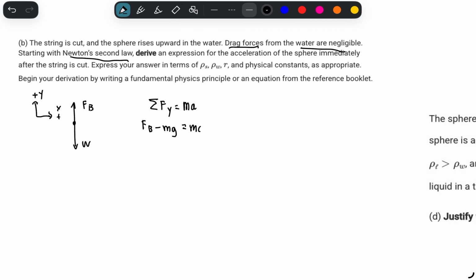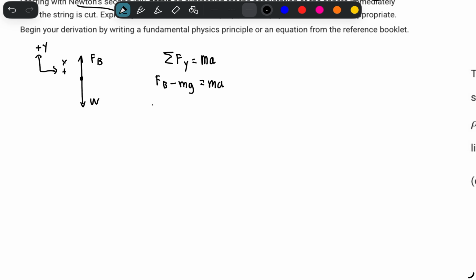F net is equal to mass times acceleration. We know our buoyant force is equal to rho water g V, and this V is the volume of the displaced water. So if we substitute this into our equation, here we can write density of our water, g, V.